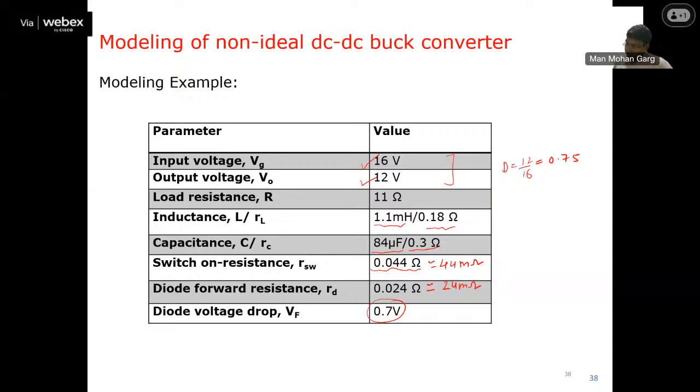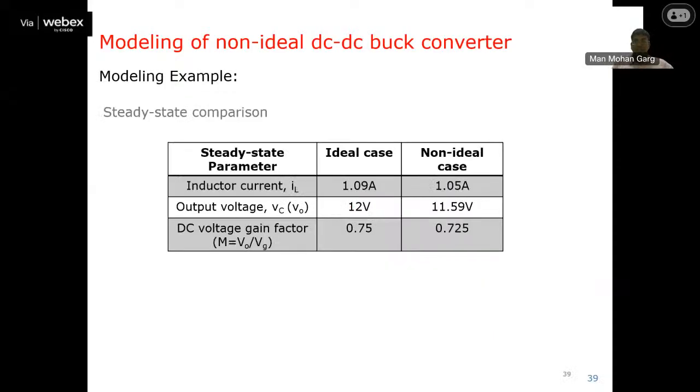It is sure that if I'm going to make an inductor of 1.1 millihenry, then the wire will have certain resistance. But if I'm putting this value into simulation, 1.1, then in simulation there is no need to have a resistance in series with that. But as I said, in the practical case it is there, so I should consider it. So let's see, if I put these values and try to find out the inductor current, output voltage, and duty cycle, they come out to be these three values.